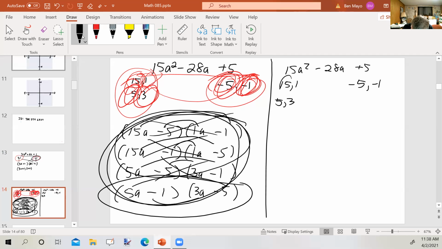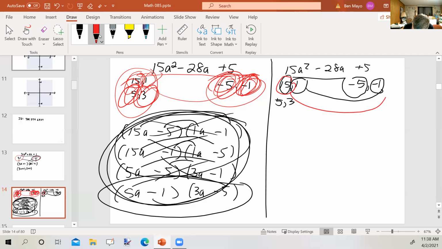So I'm going to take 15 times -5, which is -75, plus 1 times -1, which is -1. -75 plus -1 is -76. So it's not that combination, all right? Well, now I'm going to take 15 and put it with -1, and I'm going to take 1 and put it with -5. Well, 15 times -1 is -15. 1 times -5 is -5. -15 plus -5 is -20. So we've just determined that it's not those.